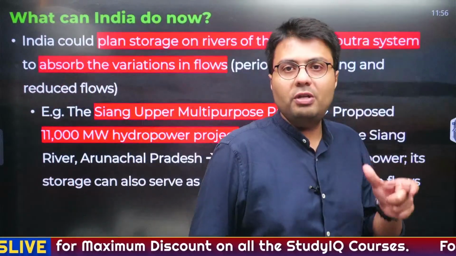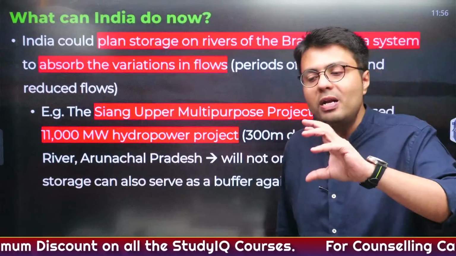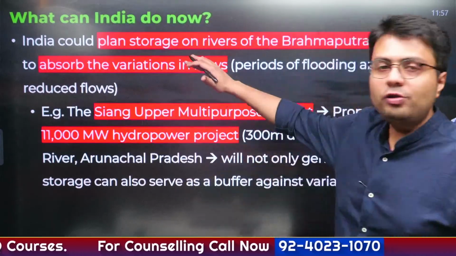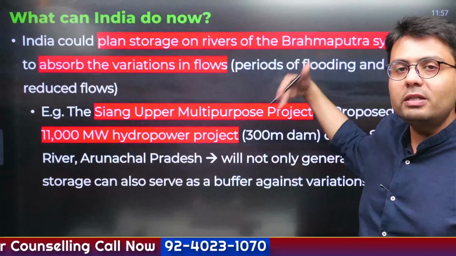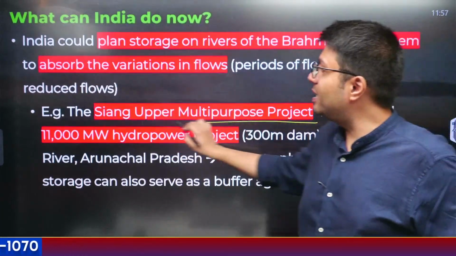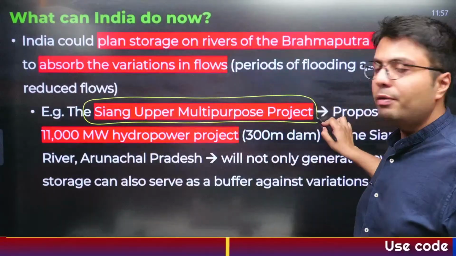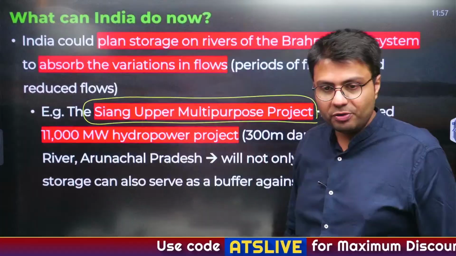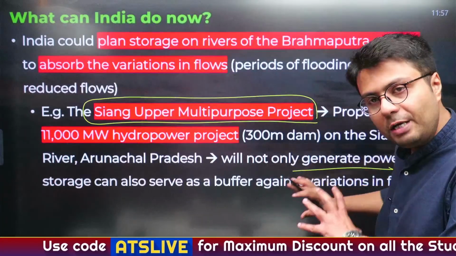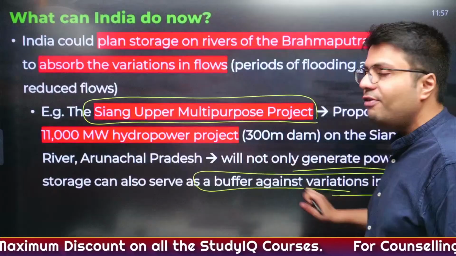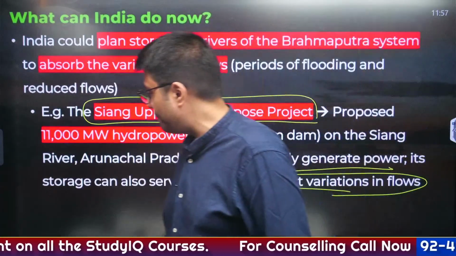Now the next question is, what can India do to negate or to reduce the risk that is posed to India? First of all, India can plan its own storage and hydropower projects on the Indian side in Arunachal Pradesh, and for that the government is coming up with the Siang Upper Multipurpose Project, which is a hydropower project aiming to generate 11,000 megawatts of electricity, and it will not just generate power in Arunachal Pradesh, but it will also act as a buffer against the varying flow of river water from the Chinese side.